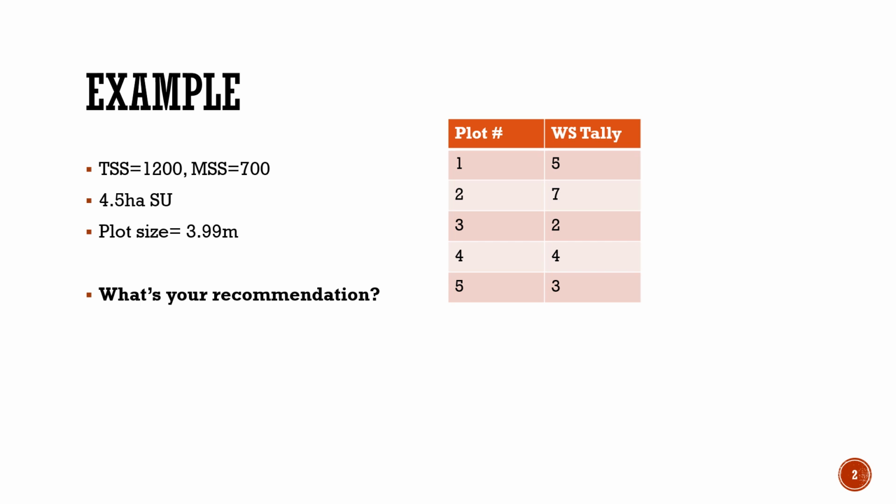So this example will involve a 4.5 hectare standards unit. The surveyor did 5 3.99 meter radius plots, and their plot tallies are shown in this table. We have one plot with 5 well spaced, then 7 well spaced, 2 well spaced, 4 well spaced, and 3 well spaced. This standards unit has a target stocking standard of 1,200 stems per hectare and a minimum stocking standard of 700. From this information, you need to determine the SU stocking status and make a recommendation.